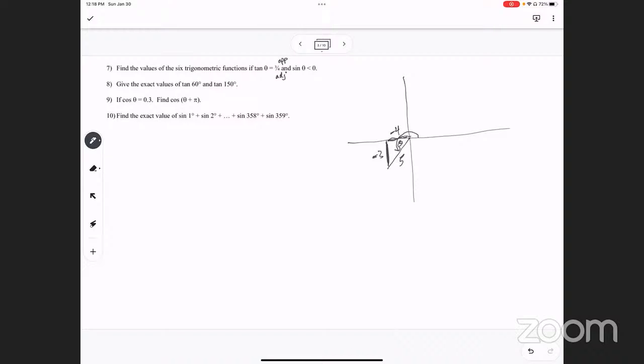So what's my sine going to be? Sine is going to be -3/5. Good. And your cosecant is just the what? The reciprocal. Good. What's your cosine going to be? Cosine is -4/5.